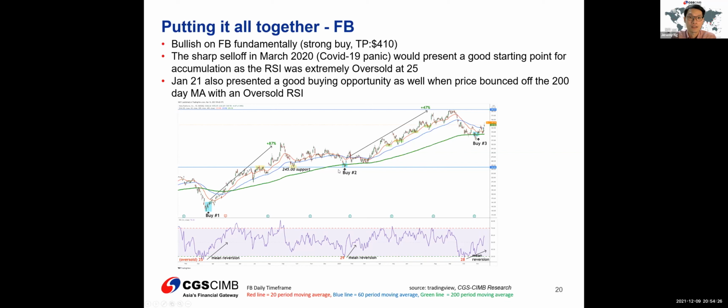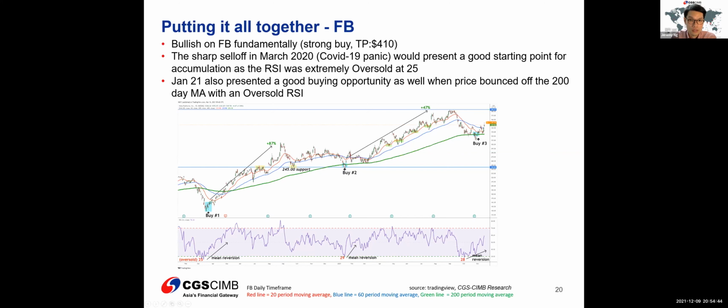Another key support that played out during this period in January of this year, if you were to purely look at the 200-day moving average, which is the green line, like I mentioned, there are 3 buying levels if you look at the moving average. And the last line of defense usually is the 200-day moving average.